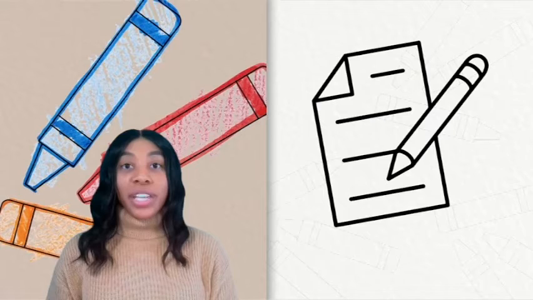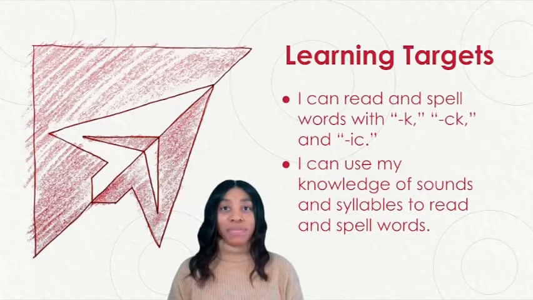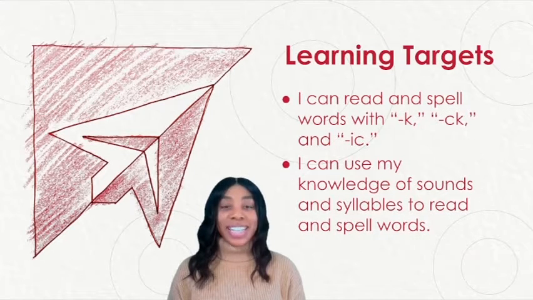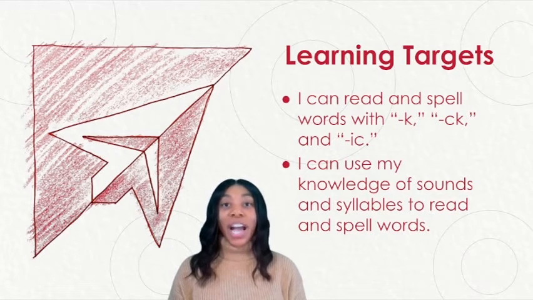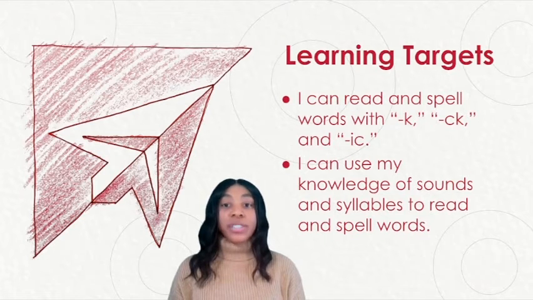Materials. You will need a paper and pencil for this lesson today. We have 2 learning targets today. Please follow along with me as I read. Our first learning target is I can read and spell words with K, CK, and IC. Our second learning target is I can use my knowledge of sounds and syllables to read and spell words.